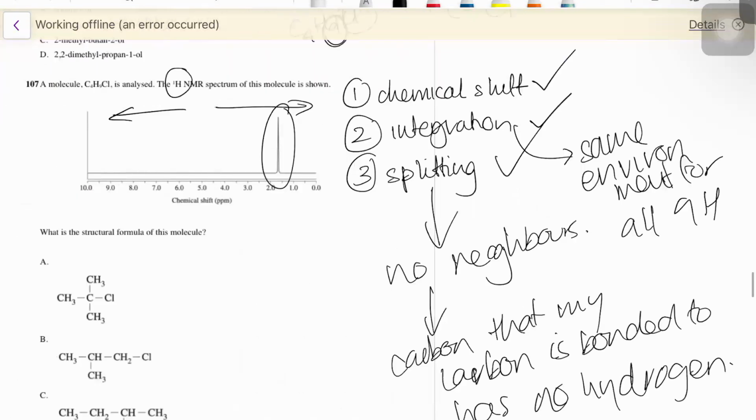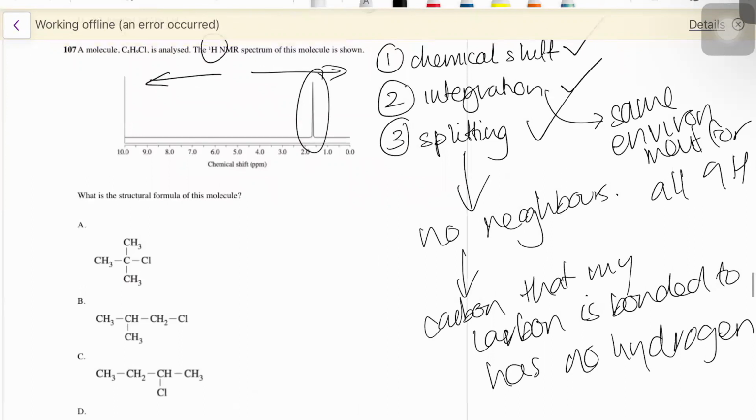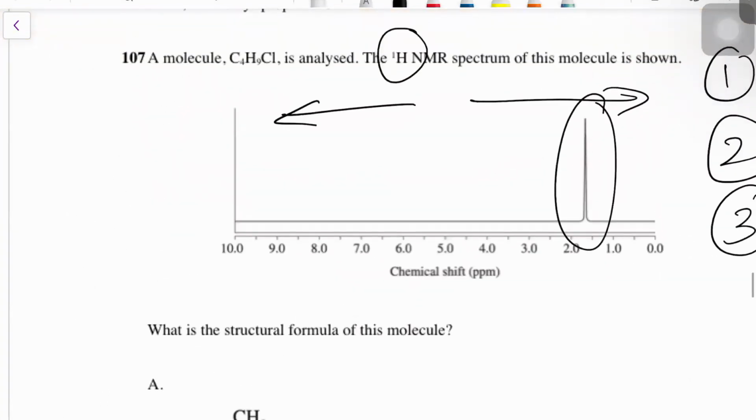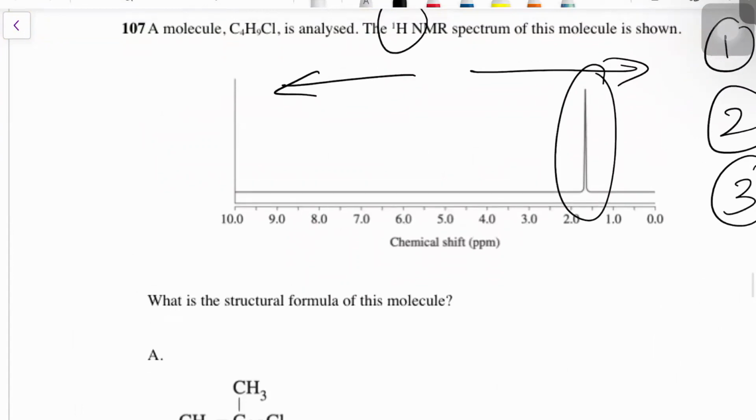Okay. So let's have a look at this. Molecule 1. First of all, check that the formula fits. The chances of them giving you a molecule that doesn't fit the formula is unlikely, but it's very possible, so you want to watch out for that. So there's 4 carbons, 9 hydrogens, 1 chlorine, all good.